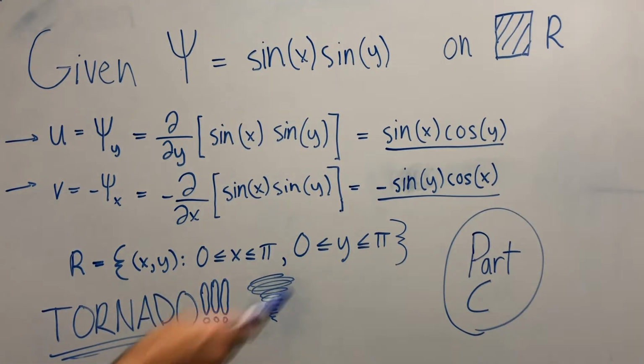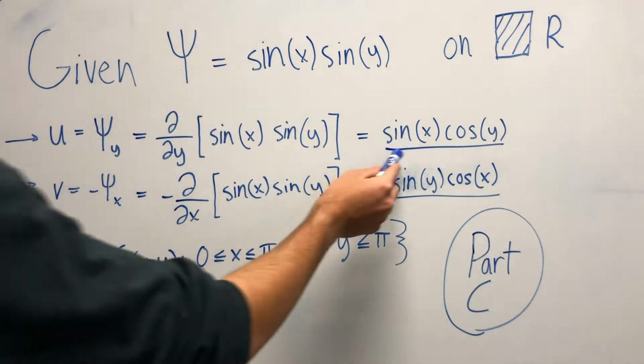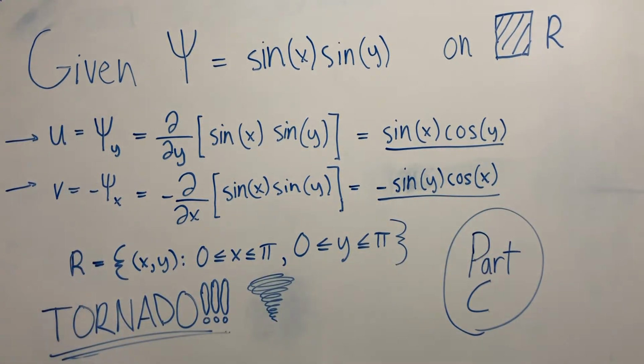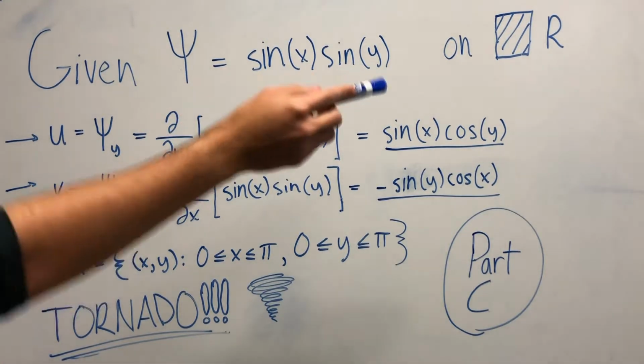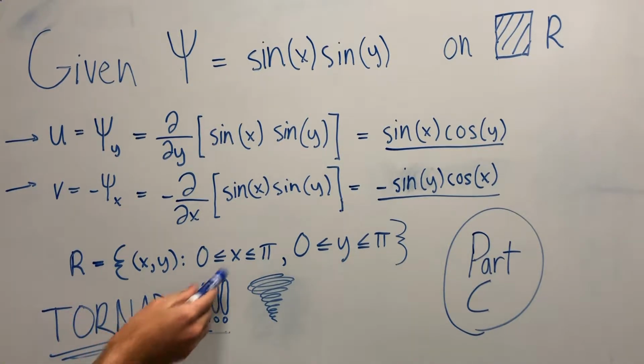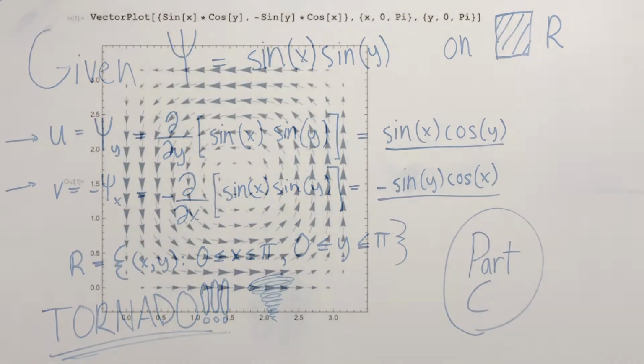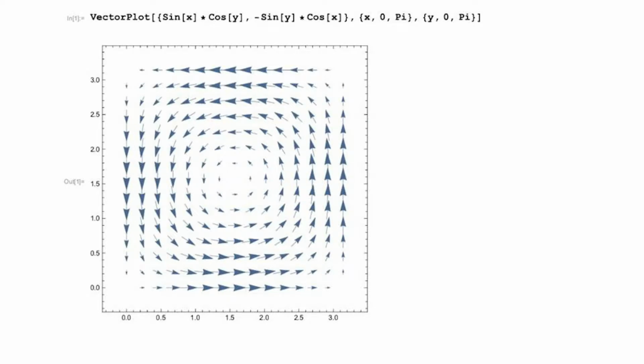Moving on to part C, we're given a stream function psi, which is equal to sine x sine y over a square region R. And what we had to do for this part C, we had to find the components u and v of a certain velocity field. And we got that they were equal to sine x cosine y and negative sine y cosine x. And then we had to sketch this on Mathematica over the square region, which was given to us as x between 0 and pi and y between 0 and pi. So let's go ahead and take a look at Mathematica. As you can see, this vector field looks like a tornado.